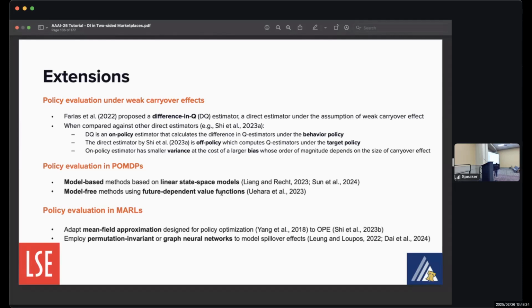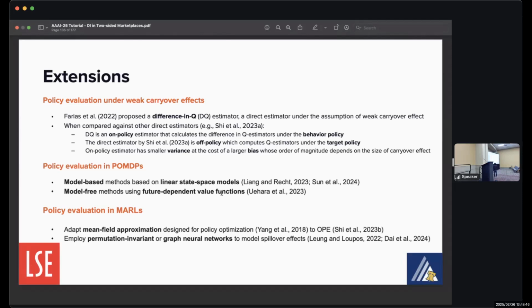And so far, we have talked about policy evaluation in MDPs, but there are also policy evaluation methods available in partially observable MDPs. You can either use model-based methods based on linear state-based models, or there are model-free methods available using the notion of future-dependent value function.